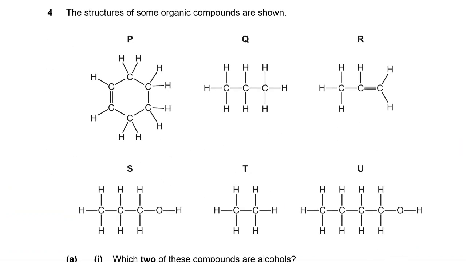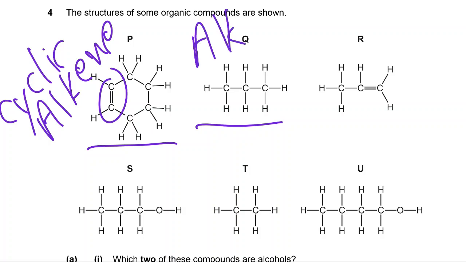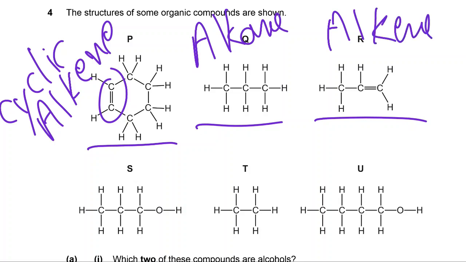In this question, the structures of some organic compounds are shown. In the first one, you have a double bond. So this compound is called a cyclic alkene. Why is it cyclic? Because the compound is like a ring, so it's called cyclic alkene. Alkene because it has a double bond. This one is an alkane, saturated. And this one is an alkene, which is different from the cyclic one. This one is a normal alkene, because there's a double bond.